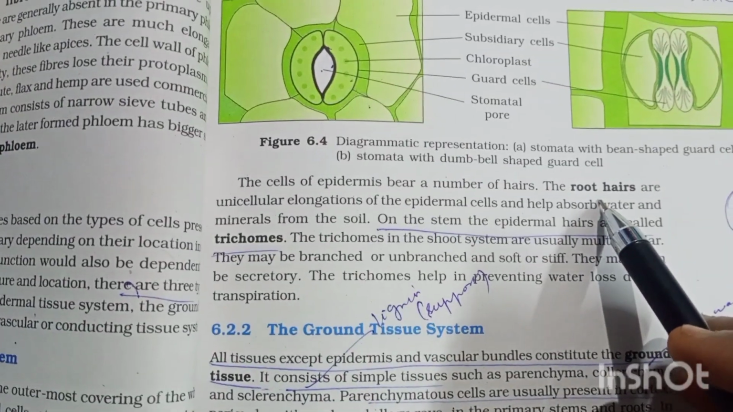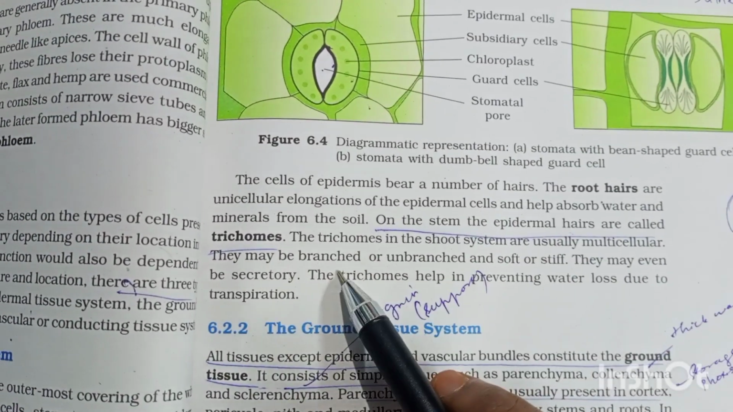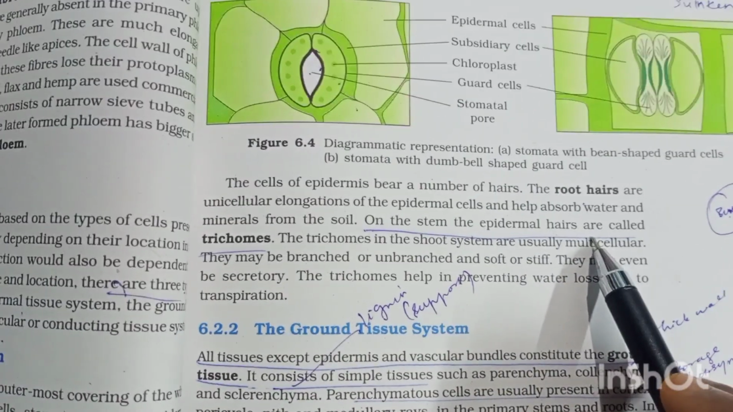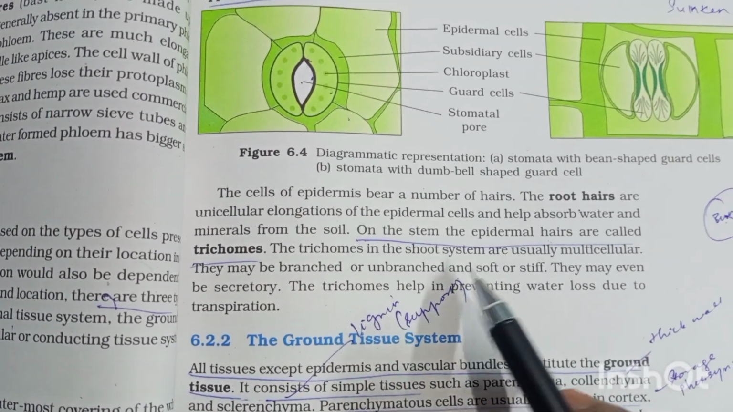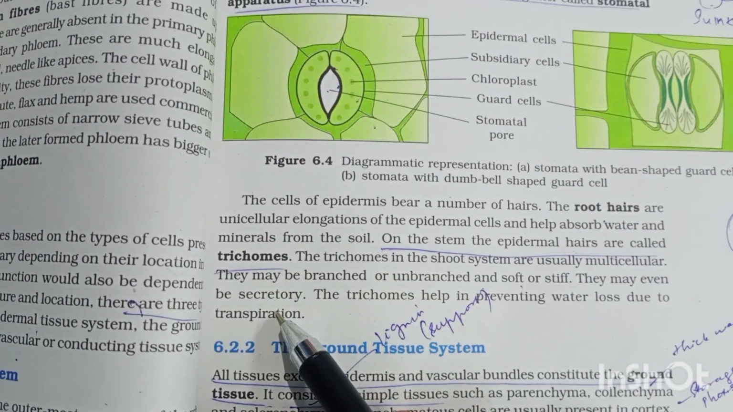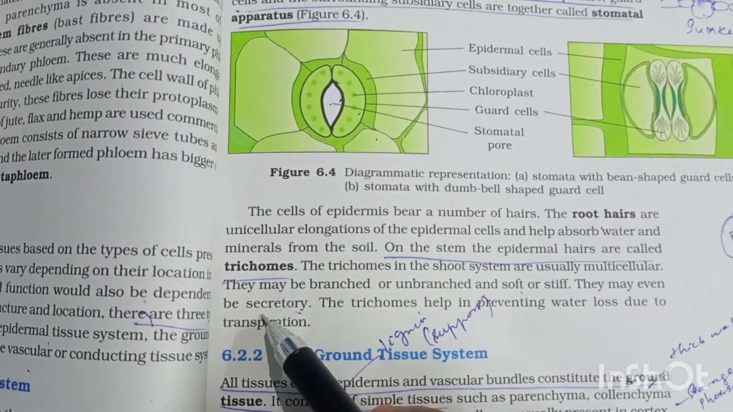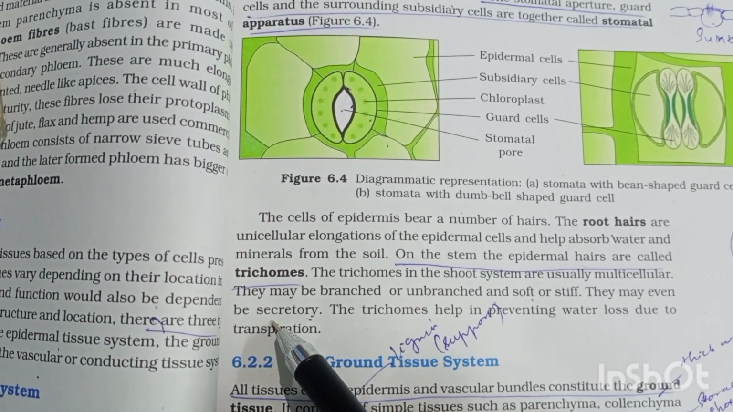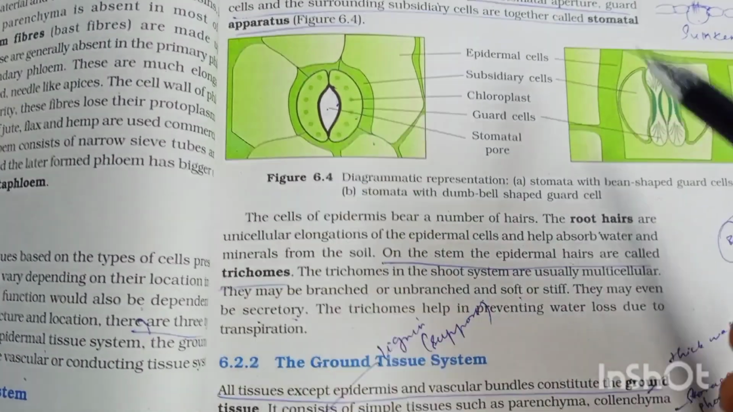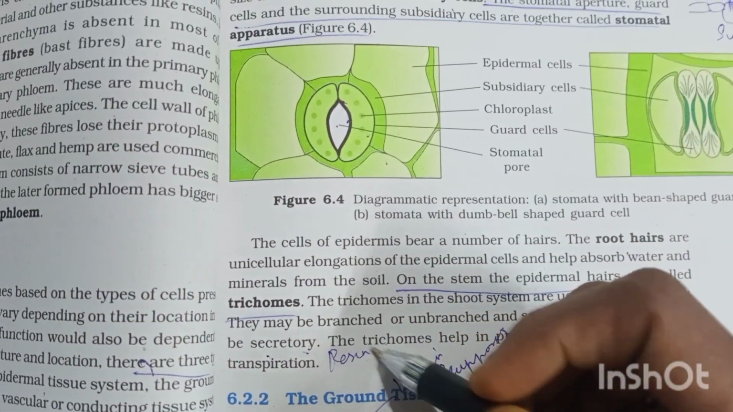The same thing, the root hairs are unicellular elongations. On the stem, the trichomes will be present. The trichomes are multicellular. They may be either branched or unbranched. They are either soft or they may be stiffer. Sometimes they will secrete some secretions, which mainly act as a defense mechanism. Usually the secretion will be in the form of resin.